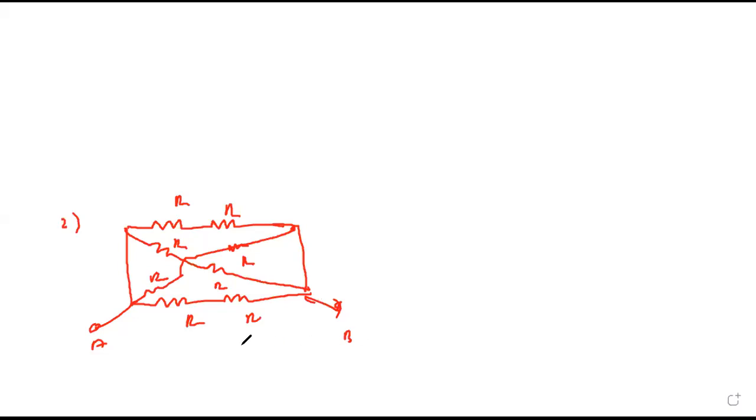Now I want the equivalent between A and B. Again we'll number and then try to get the answer. This numbering I am taking as 1. All of these are 1.